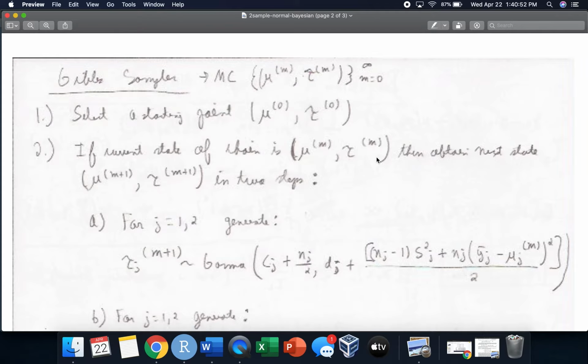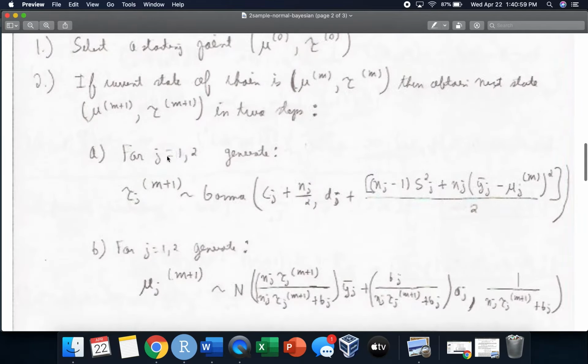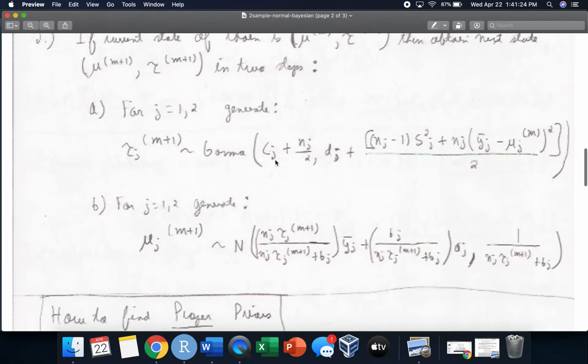and tau m, then to obtain the next state, which is mu m plus 1, tau m plus 1, we do this in two steps. So for j equals 1 and 2, for the two independent samples of this problem, we generate tau m plus 1 for both 1 and 2 from this gamma distribution. We know all these different items, including mu m, which is just from the previous step. So if we're calculating tau 1, then we use mu 0 here.